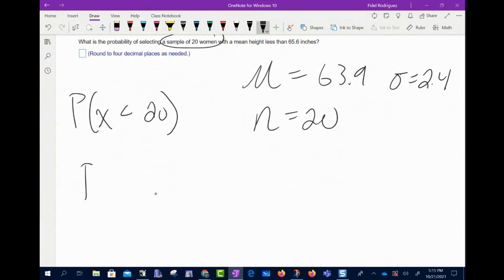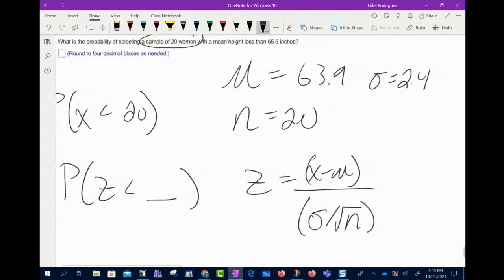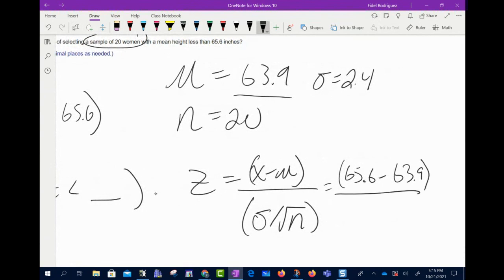So when we're going to find our z-score, y'all, we're going to say z equals x minus mu, divided by sigma over the square root of n. So I'm going to say x, which was, I'm sorry, it wasn't 20. My x value was 65.6. So 65.6 minus our mu, which was 63.9, divided by 2.4 over the square root of 20.